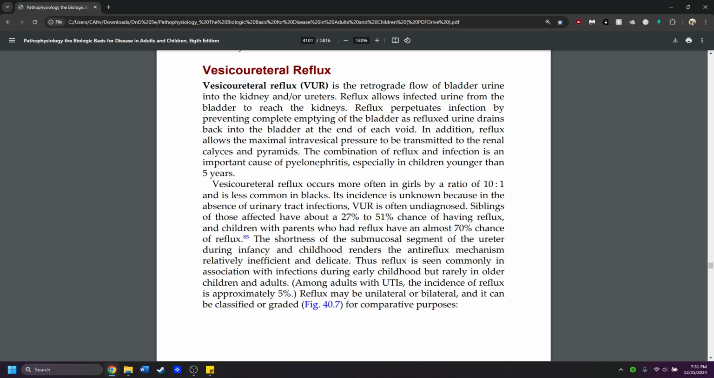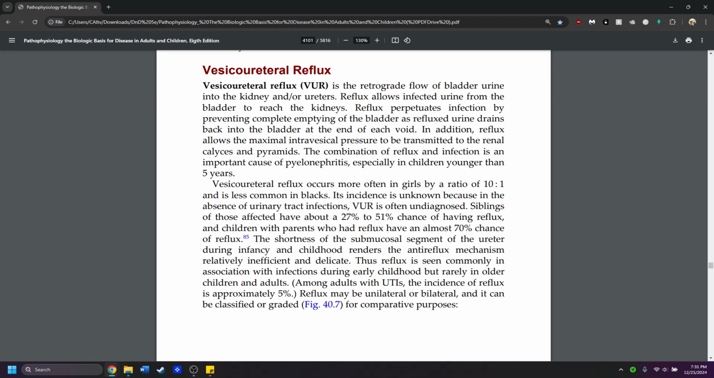That leads us to vesicoureteral reflux. VUR is a retrograde flow of bladder urine into the kidney and/or the ureters. Reflux allows infected urine from the bladder to reach the kidneys. Reflux perpetuates infection by preventing complete emptying of the bladder, as reflux urine drains back into the bladder at the end of each void.